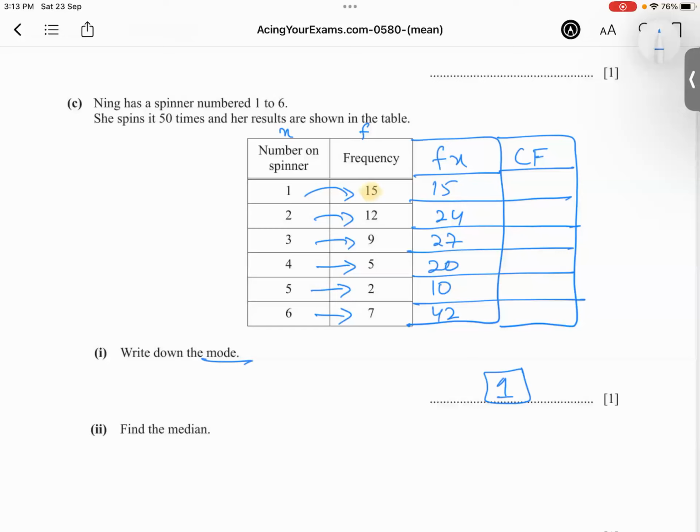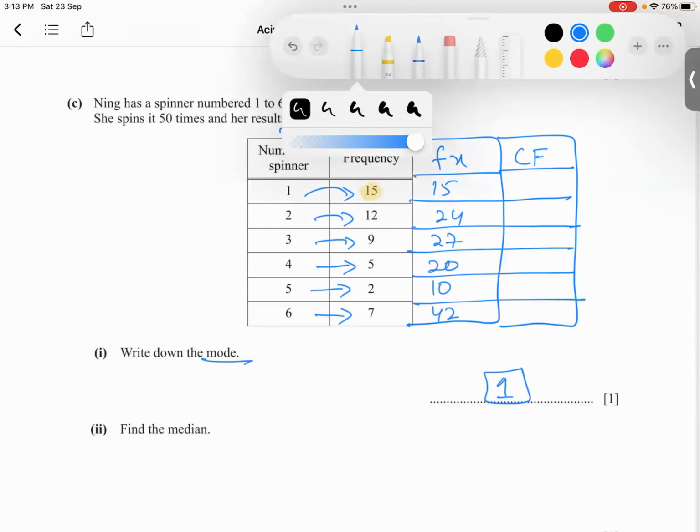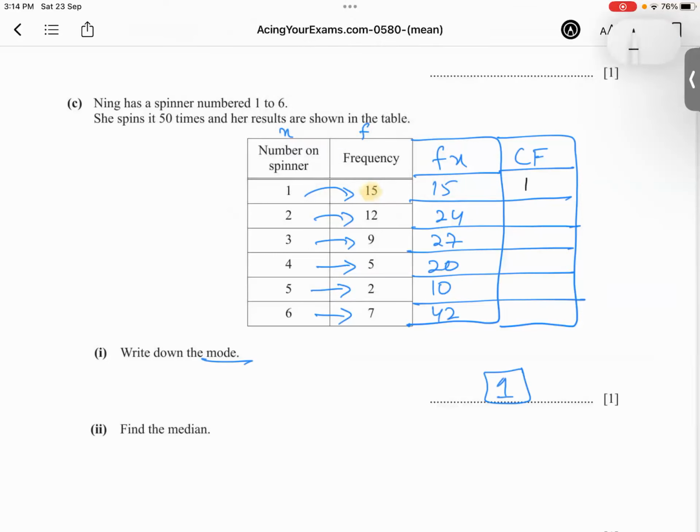Okay, median. For median, we need a CF. For CF we have to write the first frequency as it is. Now 15 plus 12 is 27. 27 plus 9 is 36. 36 plus 5 is 41. 41 plus 2 is 43. And 43 plus 7 is 50.